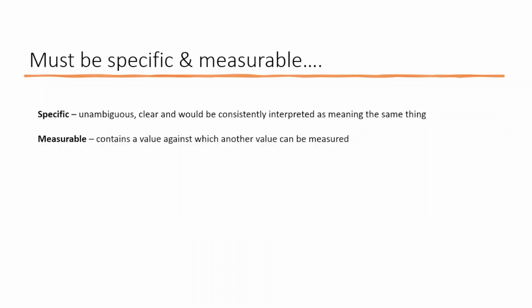Okay, and don't forget then, the non-conformity required that we produce safety and performance objectives that are specific and measurable. So let's just reflect on what that means. Specific means unambiguous, clear, and would be consistently interpreted as meaning the same thing. And then measurable means it contains a quantitative value against which another value from another device can be measured. And so we have this in this case, and it's clear that that is both specific and measurable.